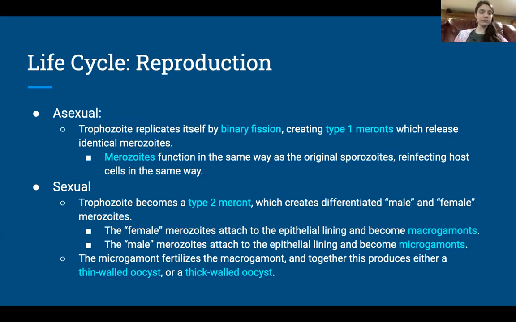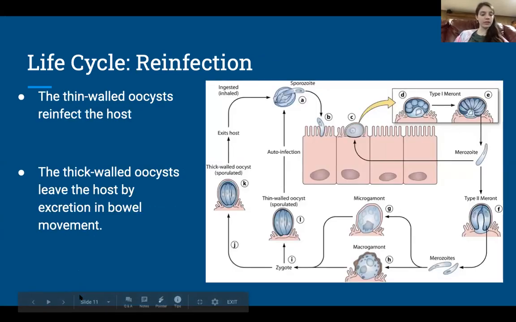But then in the sexual reproduction, the trophozoite becomes a type 2 meront, which creates differentiated cells. I guess you could call them male and female, but when the female merozoites attach to the epithelial lining, they become macrogametes, and when the male merozoites attach to the epithelial lining, they grow to become microgametes, which are then released, and they fertilize the macrogametes, which produces a zygote, and then that grows into either a thin-walled oocyst or a thick-walled oocyst. The thin-walled oocysts just reinfect the host, but the thick-walled oocysts are released in the host stool to reinfect another host. And then this is just a picture of the whole cycle.